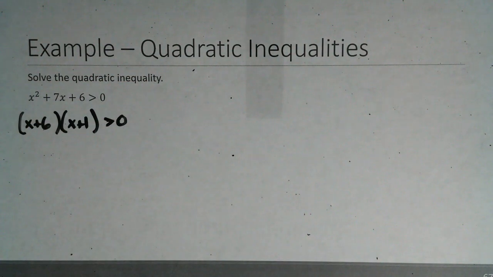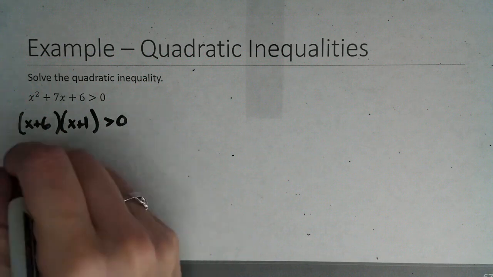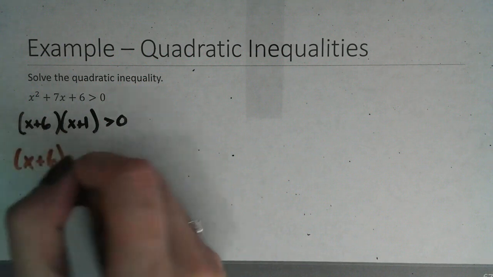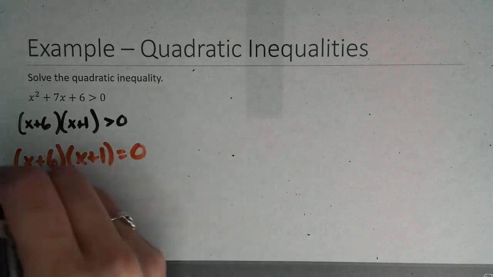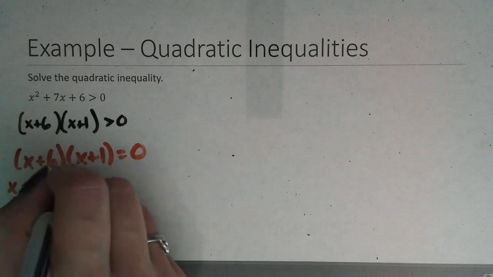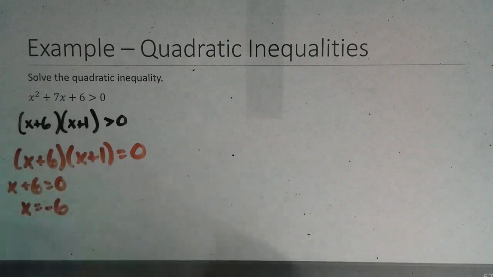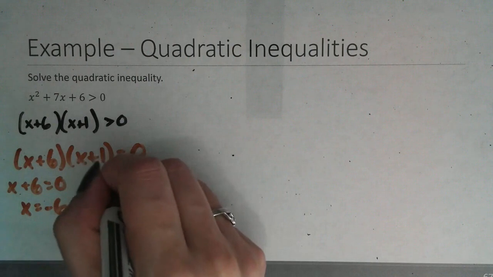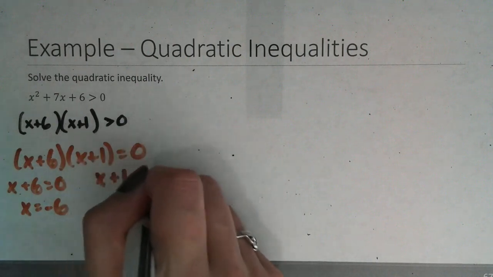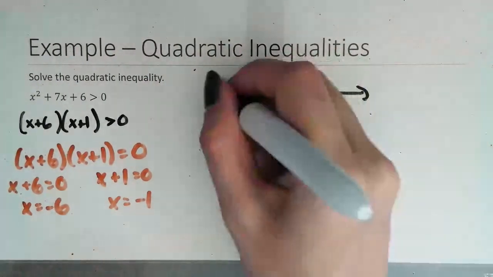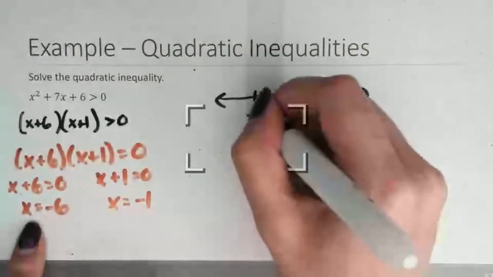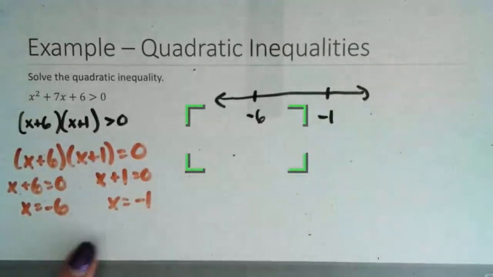Now we're going to go into pretend land, and we are going to pretend this is an equation, meaning we have an equal sign. So we have x plus 6 times x plus 1 is equal to 0, and we're going to solve that. If x plus 6 is equal to 0, then we get x equals negative 6. If x plus 1 equals 0, we get x equals negative 1. We are going to take those values that we just found and place them on a number line. So we have negative 6 and negative 1.